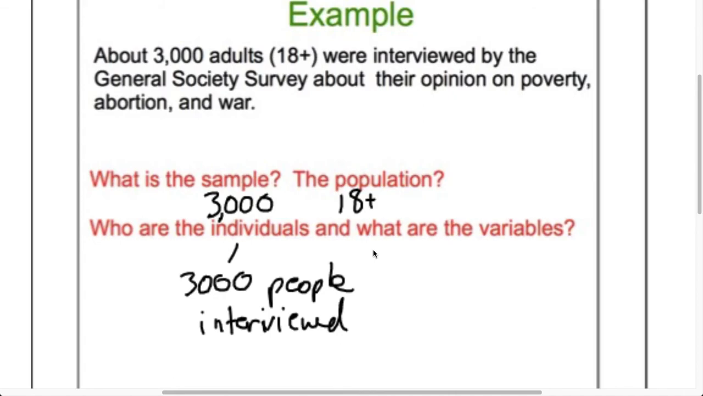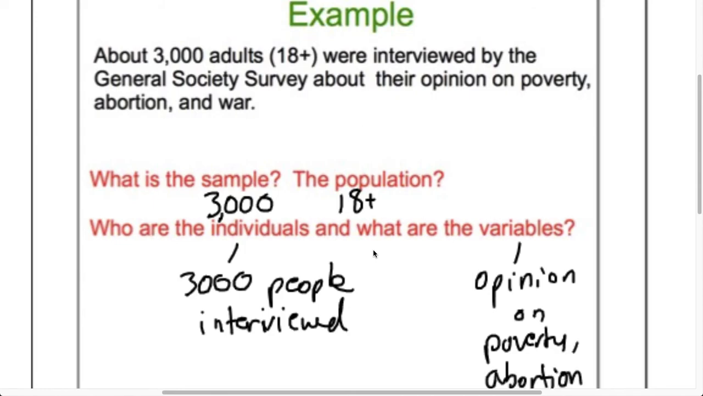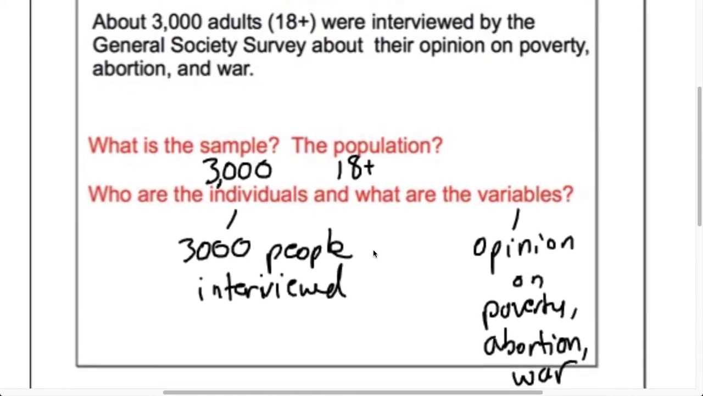Okay, and the variables are the opinion on poverty, abortion, and war. Okay, those were the things being measured, is the opinions on poverty, abortion, and war.